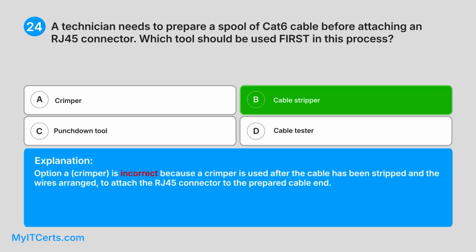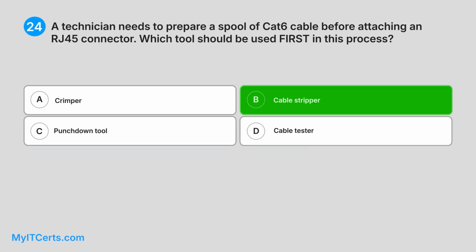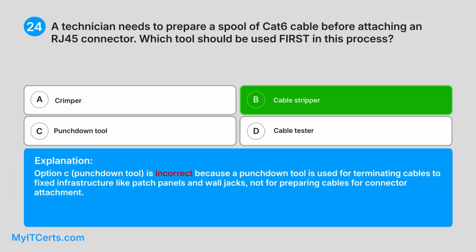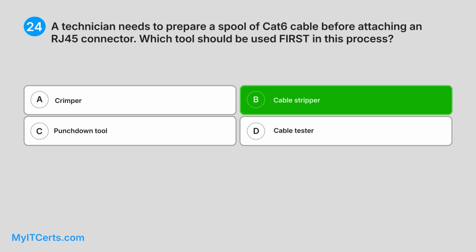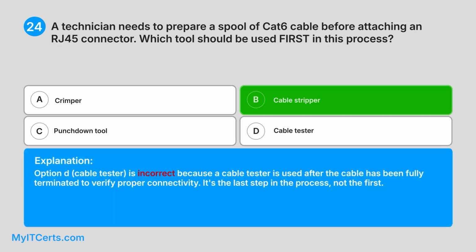Option A, crimper, is incorrect because a crimper is used after the cable has been stripped and the wires arranged to attach the RJ45 connector to the prepared cable end. Option C, punch-down tool, is incorrect because a punch-down tool is used for terminating cables to fixed infrastructure like patch panels and wall jacks, not for preparing cables for connector attachment. Option D, cable tester, is incorrect because a cable tester is used after the cable has been fully terminated to verify proper connectivity. It's the last step in the process, not the first.